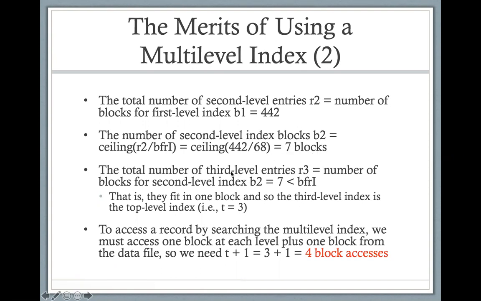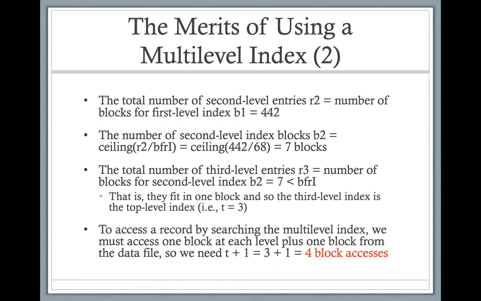Let's see the total number of third level entries. If it's a primary index and I have 7 blocks for the level before, how many entries? 7, right? I have 7 entries because there is an entry per block. Remember, it's a primary index. How many blocks would I need for these 7 entries? If a block fits 68 entries, then I just need 1 block. So the third level index would contain 1 block only, and I can stop now because I have an index that fits in 1 block.